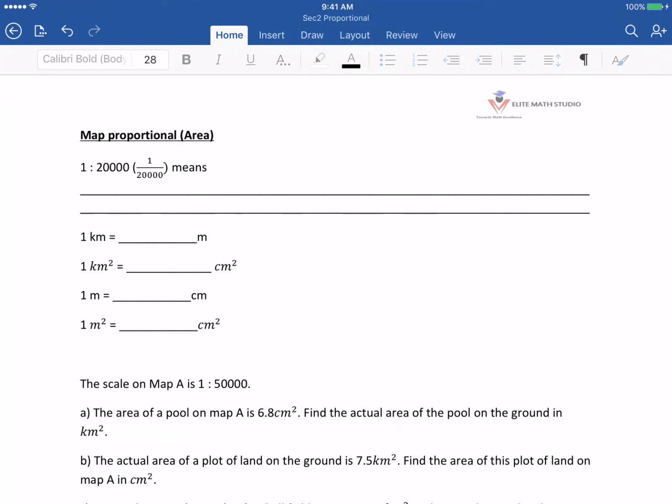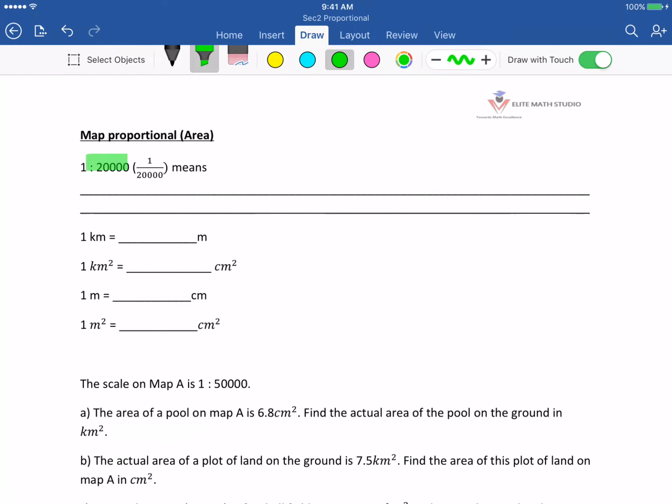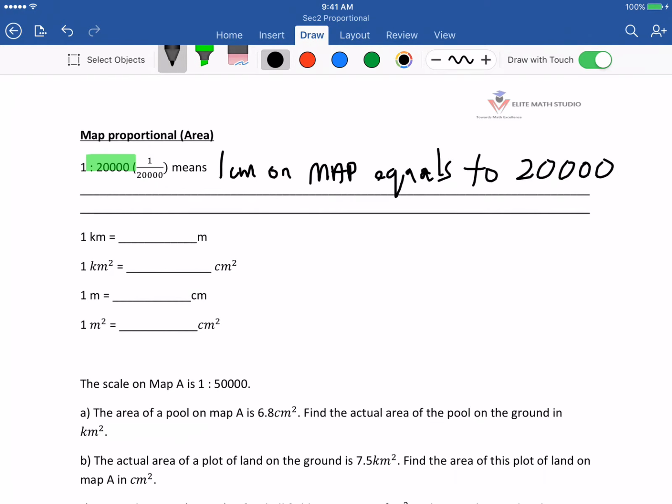Next one, we'll do a bit on area. Area is more tricky, but we just have additional steps compared to distance. So let's read the question. Same thing, 1:20,000, we already know. The scale is always in terms of distance, so it means 1 cm on the map equals 20,000 cm on the actual ground.